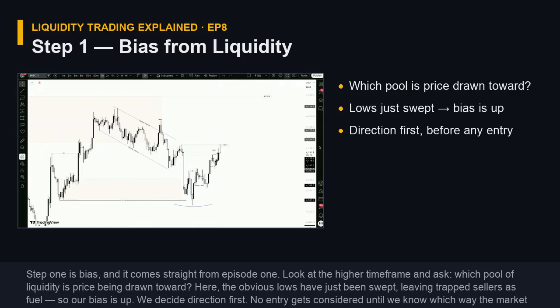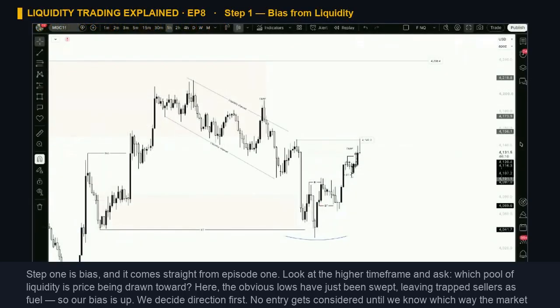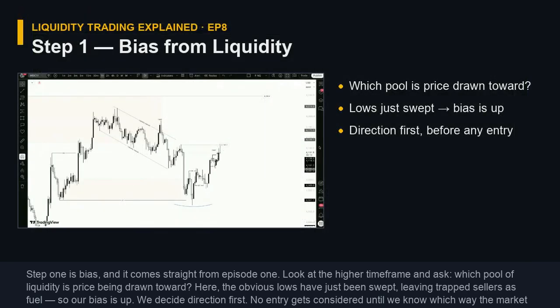Step 1 is bias, and it comes straight from episode 1. Look at the higher time frame and ask, which pool of liquidity is price being drawn toward? Here, the obvious lows have just been swept, leaving trapped sellers as fuel, so our bias is up. We decide direction first. No entry gets considered until we know which way the market is being delivered.